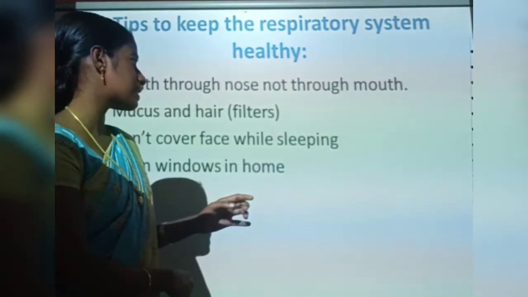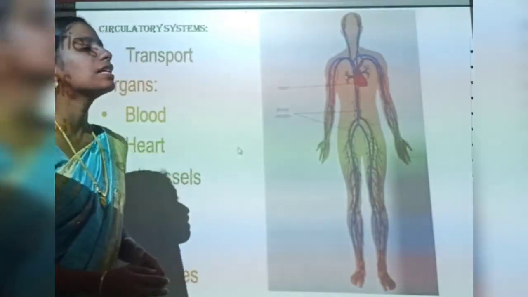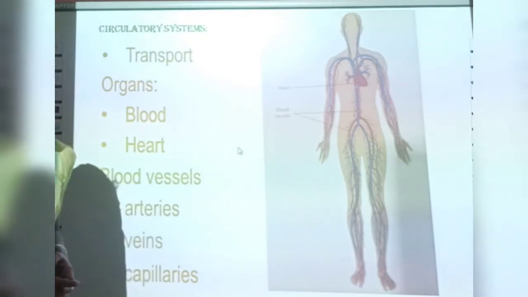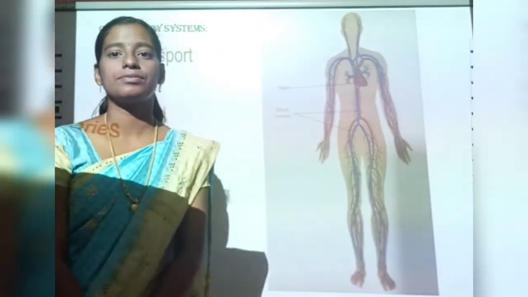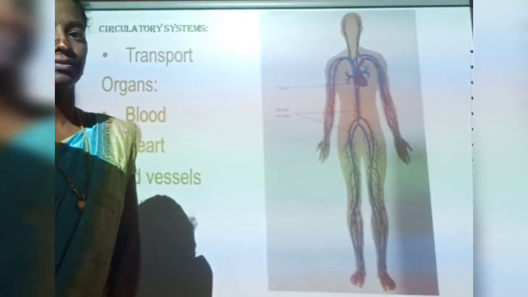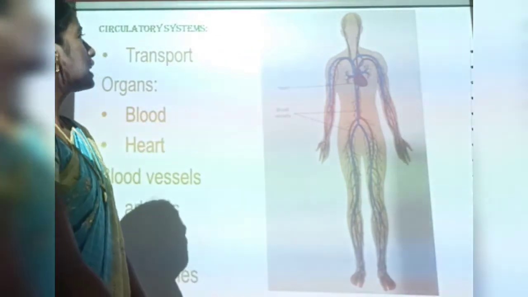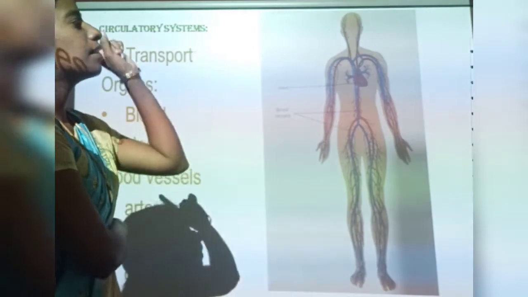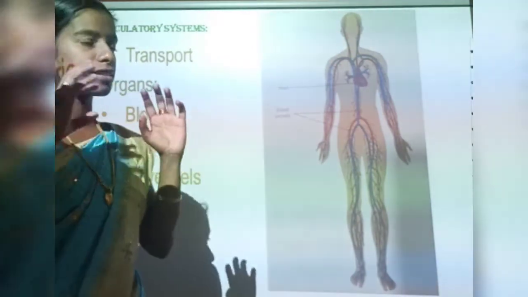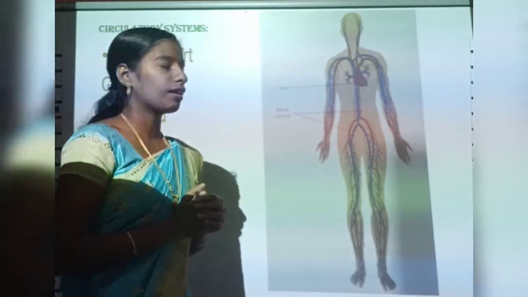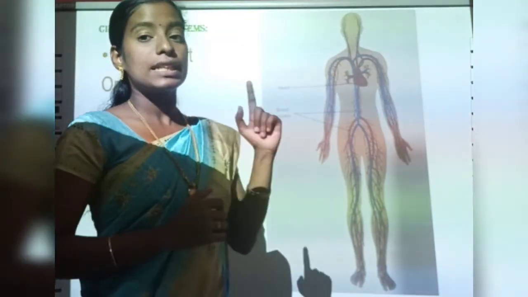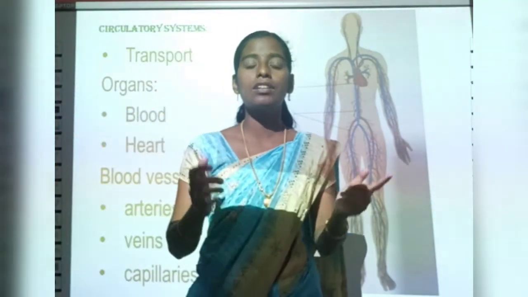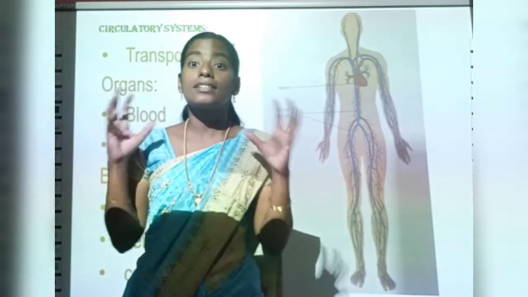Then the next system we are going to learn is the circulatory system. Can you see this image? What's happening here? This is the circulatory system. It is circulating something. The function of the circulatory system is transport.